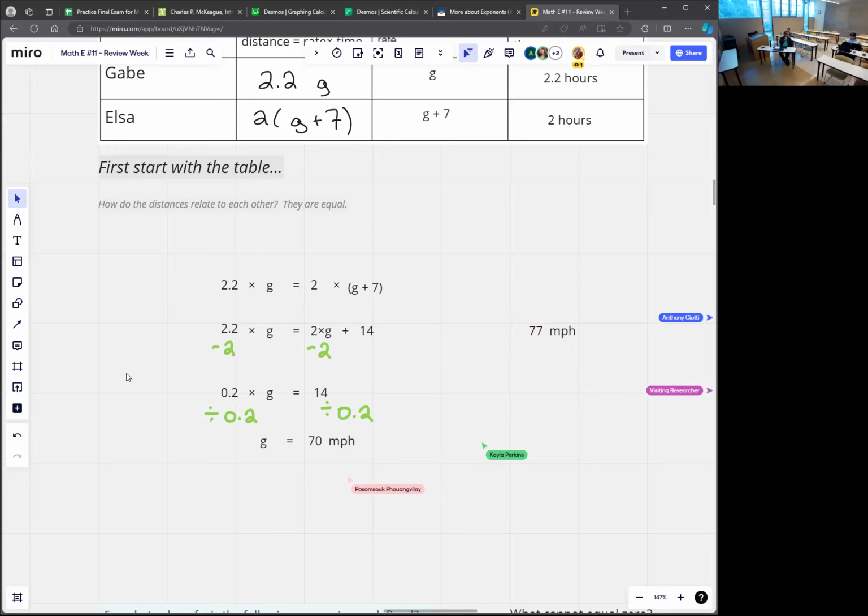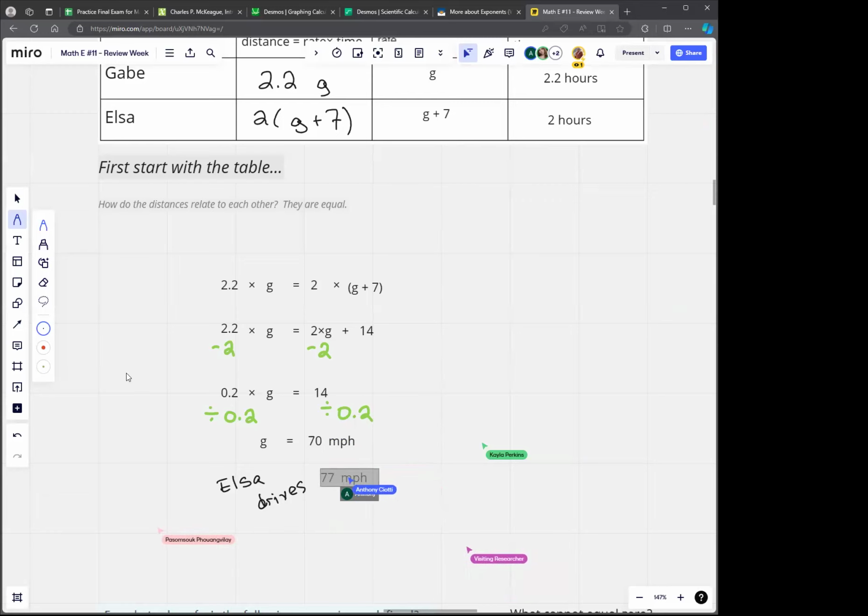So the 77 was the red herring, but it's also part of the answer. Because if Gabe's speed is 70, then Elsa is driving at 77. Oh, so then also should be 77. It all makes sense? Yeah.